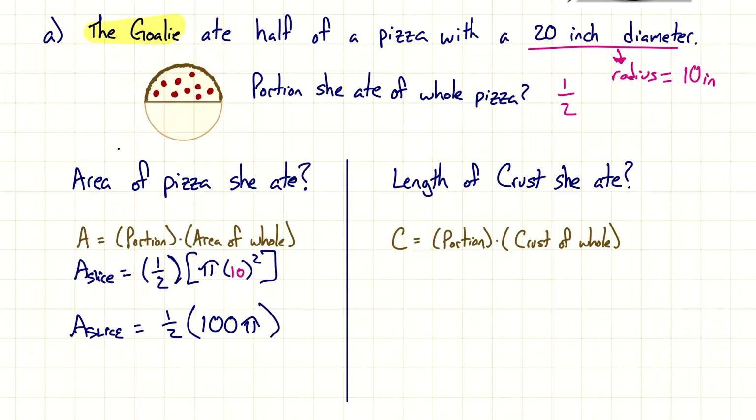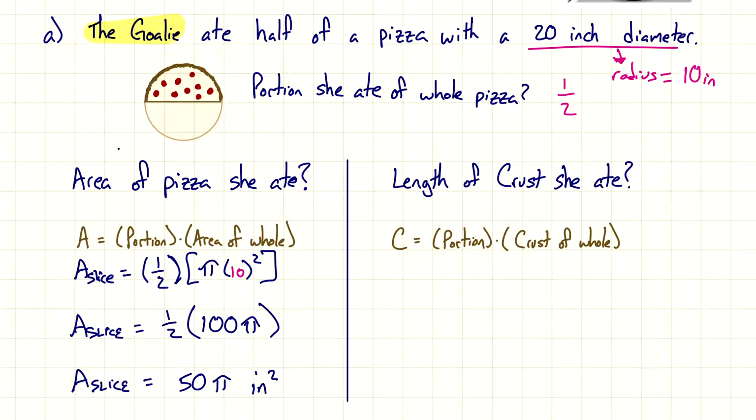And now that we have that, now we could do 1/2 of 100. So the area of the slice is going to be 1/2 of 100, which is 50 pi. Now don't forget the units on this. The measurement of the diameter was given to us in inches, so this is going to be inches squared. Don't forget the squared because we are talking about area.